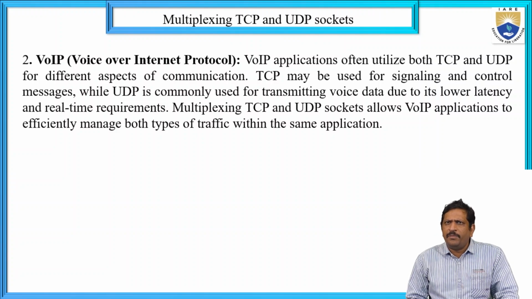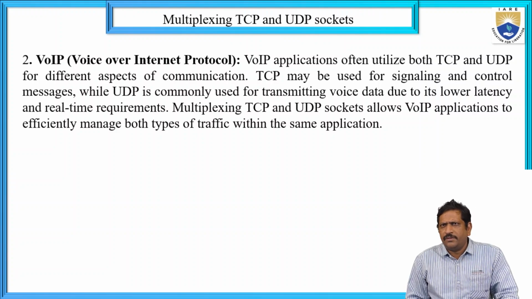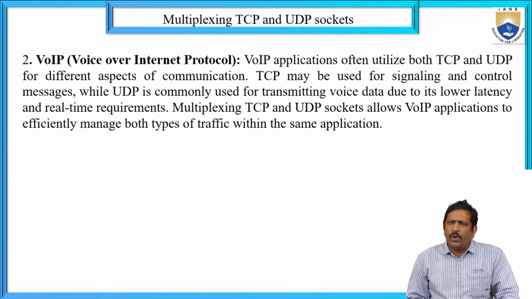TCP may be utilized for signaling and control messages, and UDP may be utilized for transmitting the voice data. That means the communications are different. Here there are lower latency and real-time requirements. That's why multiplexing TCP and UDP sockets allows voice over internet protocol applications to efficiently manage both types of traffic within the same application.